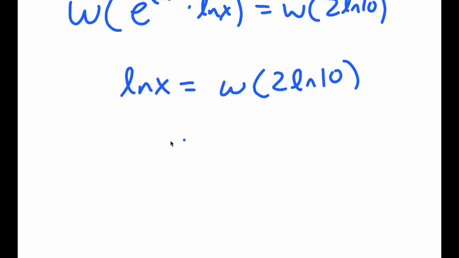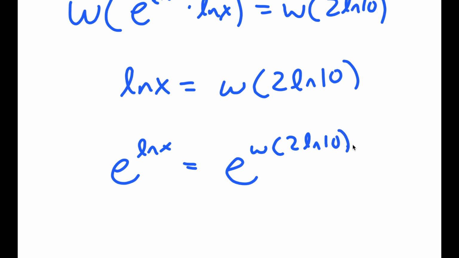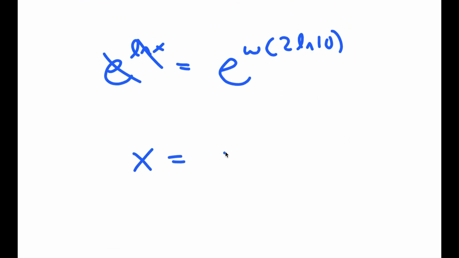Now I'm going to take e to the power of both sides. So I get e to the power of ln x is equal to e to the power of the W of 2 ln 10. And remember, e to the power of ln x, the e and ln cancel out. So I'm left with x is equal to e to the power of the W of 2 times ln 10.